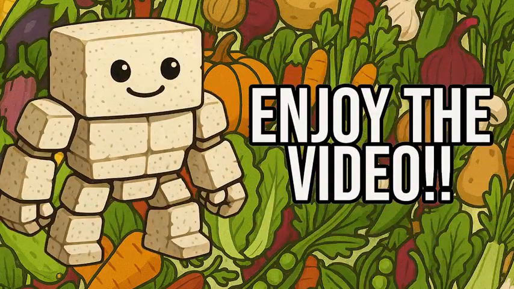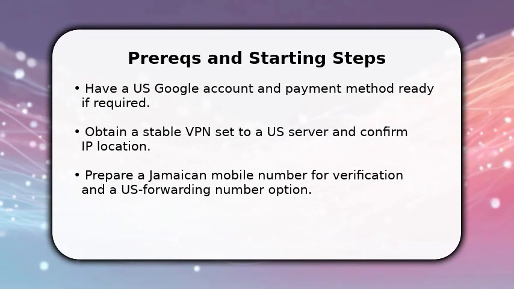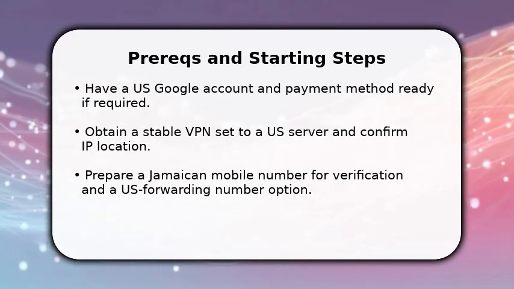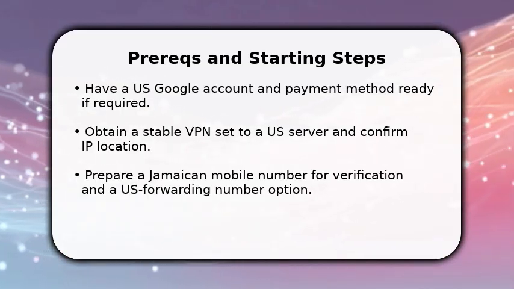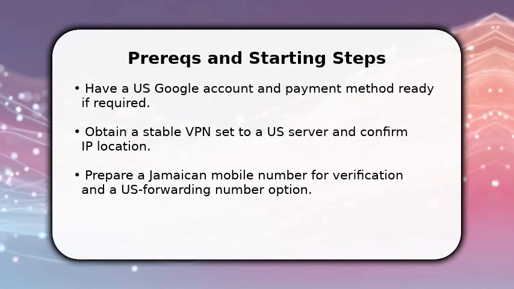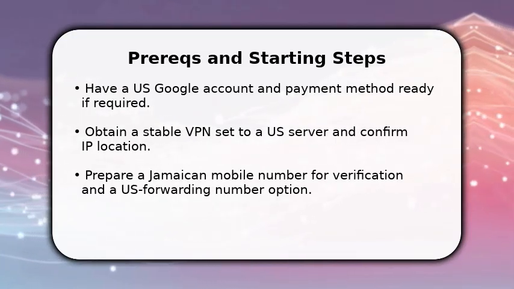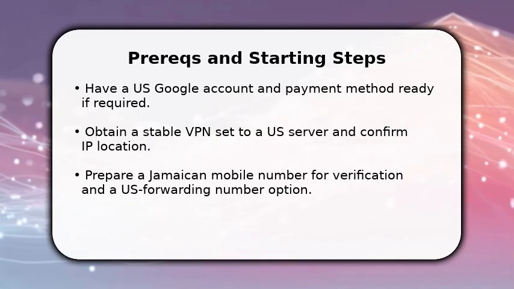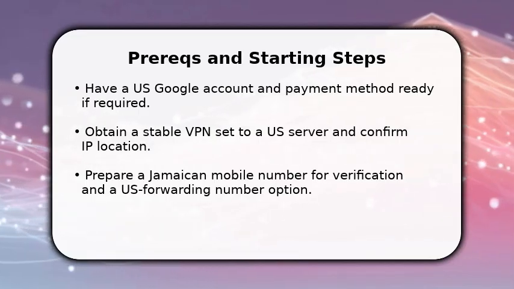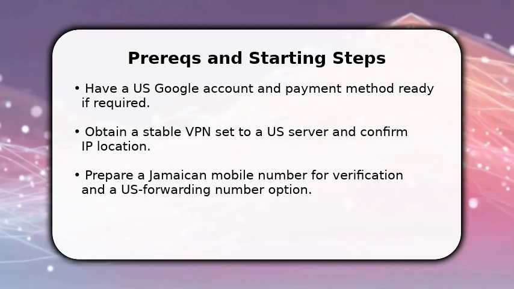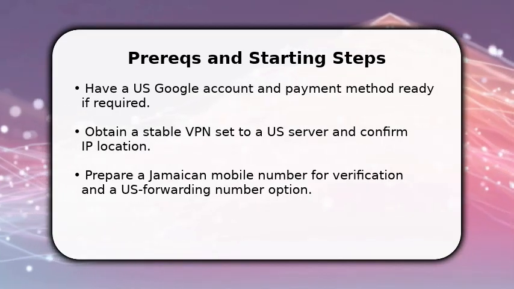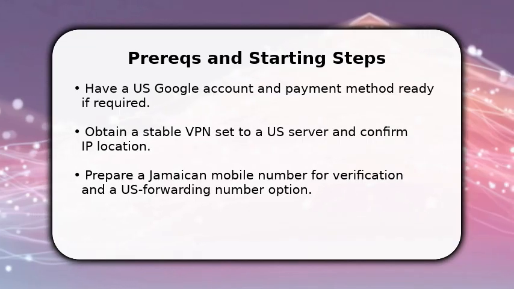Please enjoy the video. You'll begin by confirming prerequisites: a US-based Google account and a working VPN set to a US server. Once connected, open Voice.Google.com and sign in. Make sure your account billing and recovery info are accurate. Next, choose a US area code when prompted for a new Google Voice number. This gives you a US caller ID.